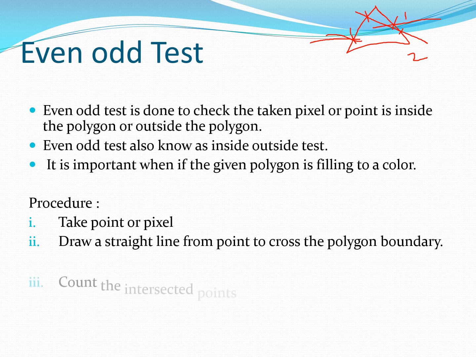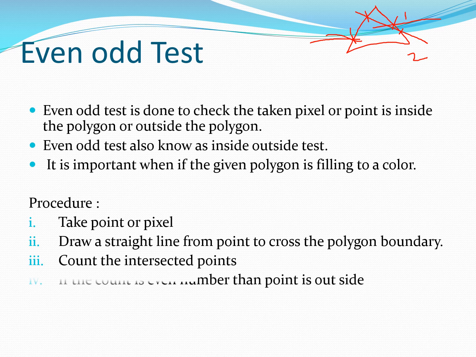A simple method is there, and the procedure is also simple. First, you have to take the pixel. With that pixel, draw a straight line to cross the polygon boundary. Now count the intersected points. If the intersected count is even, then the pixel is outside the polygon. Else the point is inside the polygon. This is the even-odd test, a simple one.